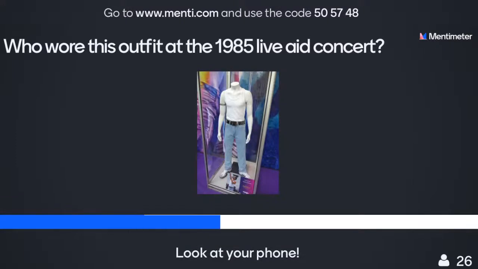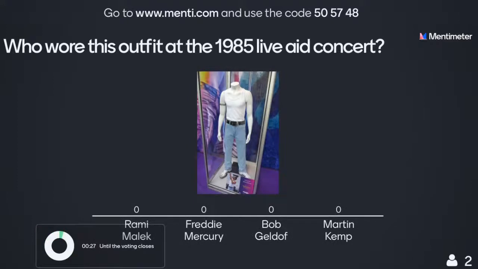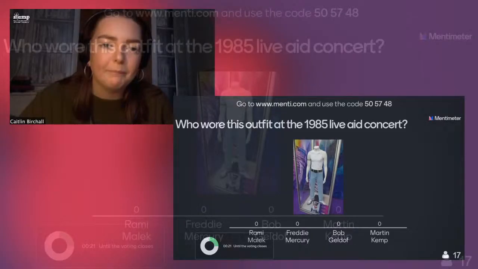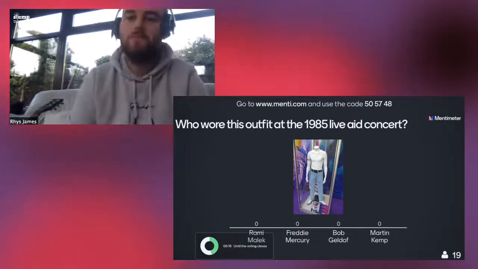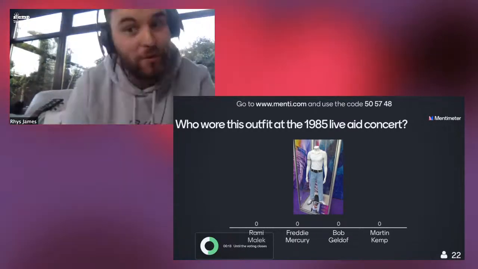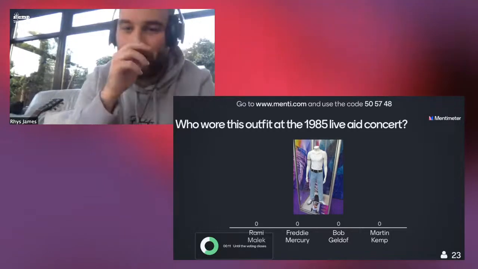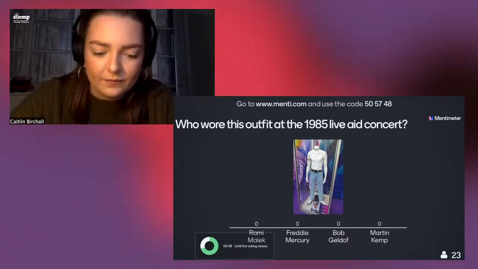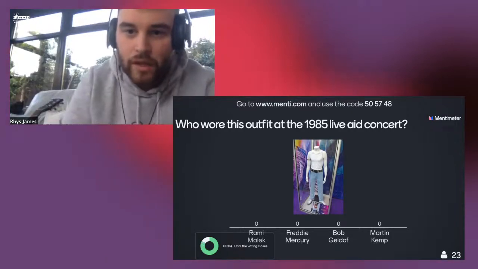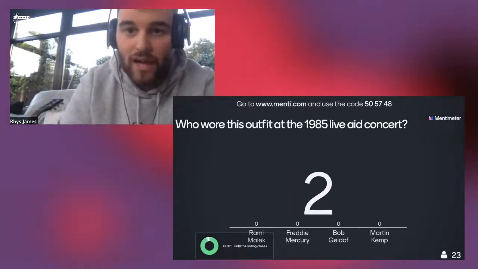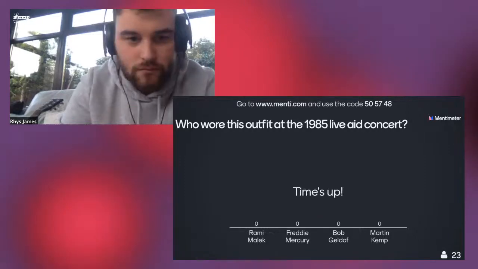Okay. Who wore this outfit at the 1985 Live Aid concert? Was it Rami Malek, Freddie Mercury, Bob Geldof, or Martin Kemp? Well, I mean, two of these answers, so... I think they're just trying to pull a fast one. I agree, I was just thinking that. Rami Malek famously played Freddie Mercury in Bohemian Rhapsody. Of course, Bob Geldof organised Live Aid. I don't know who Martin Kemp is.